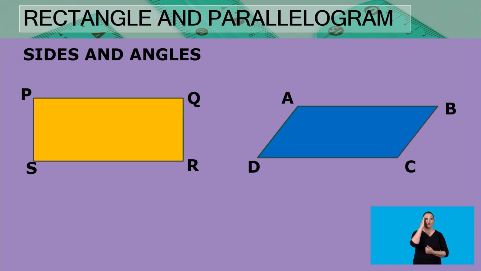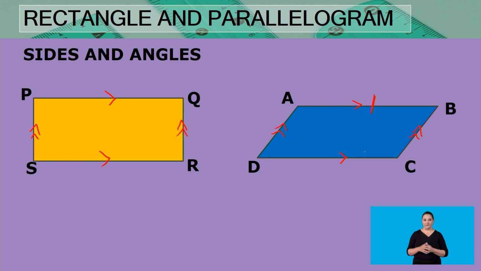So we know that the opposite sides of a rectangle are parallel. So a rectangle has two opposite sides that are parallel. Now this is also true with a parallelogram. Of course, remember, a rectangle is a special parallelogram, which means that all the properties that a parallelogram has, a rectangle will also have. So let's also look at the sides of a parallelogram in terms of their length.